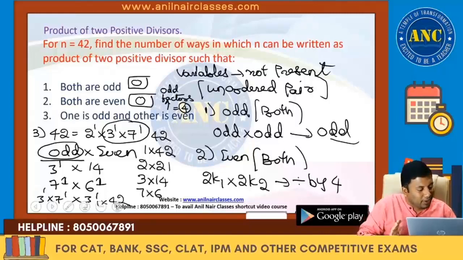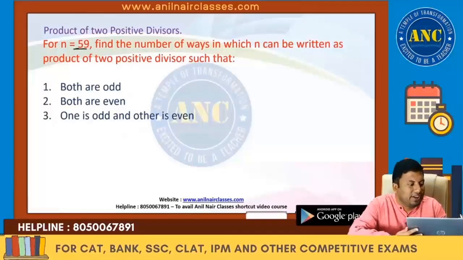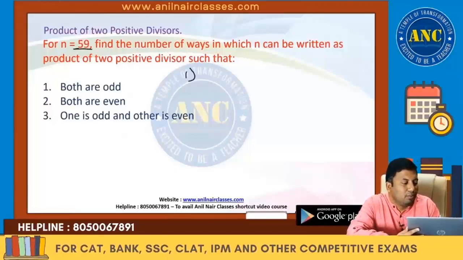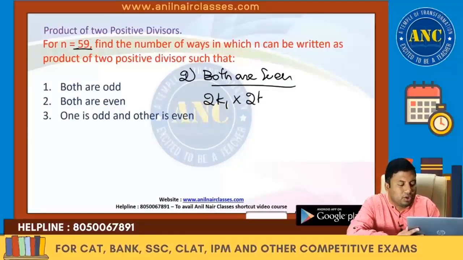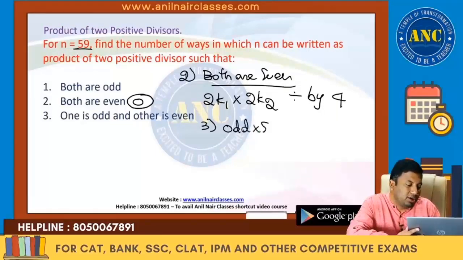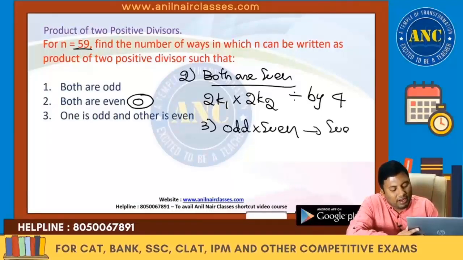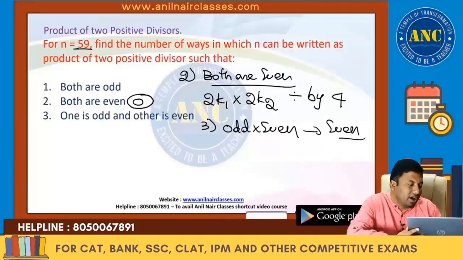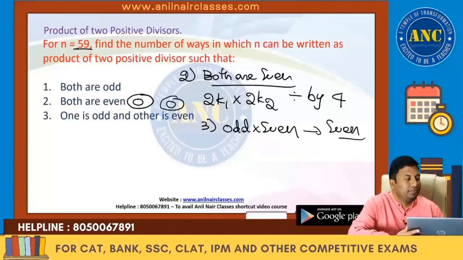I hope the third point is clear. Another one, n equivalent to 15, 9. Case 1, both are, okay, case 2 and case 3 we will do. Both are even is nothing but one is 2k1, another is 2k2. That means the answer should be divisible by 4. 59 is not divisible by 4. Second option is 0. The third one is an odd into an even number case. Any number multiplied by an even number, the answer will be an even number. But the question is 15, 9. Third case, the answer is nothing but 0.